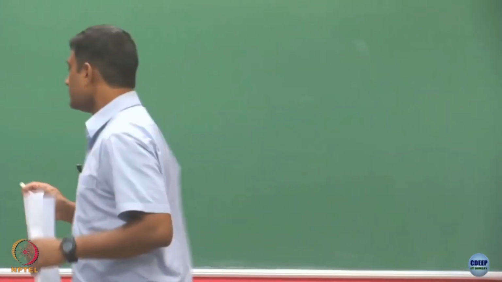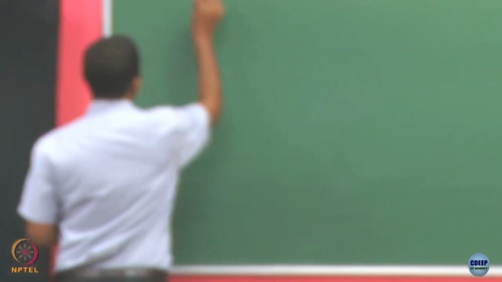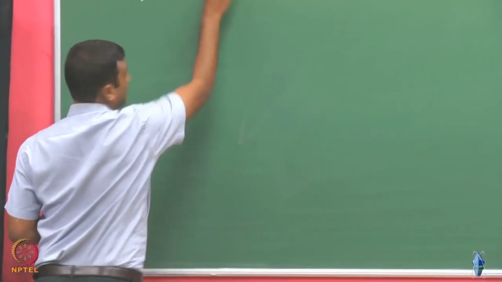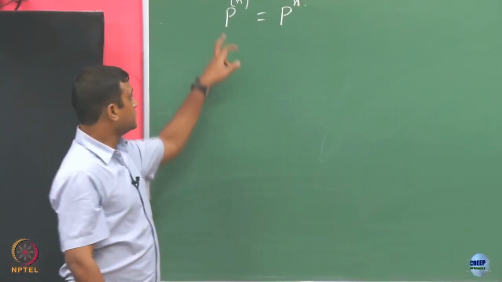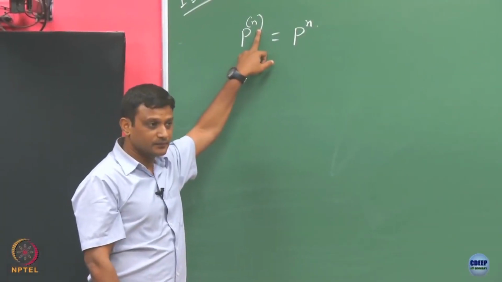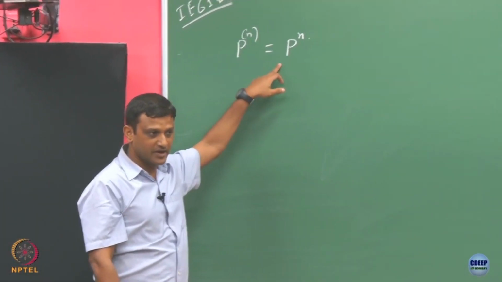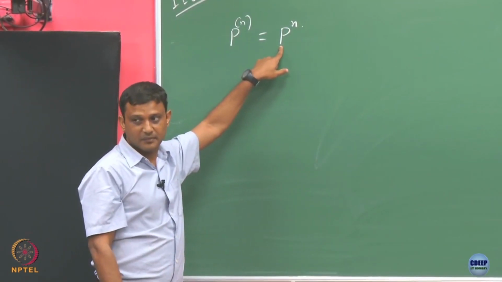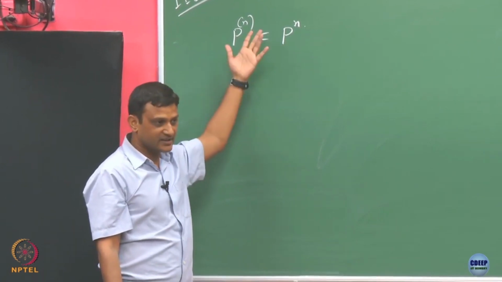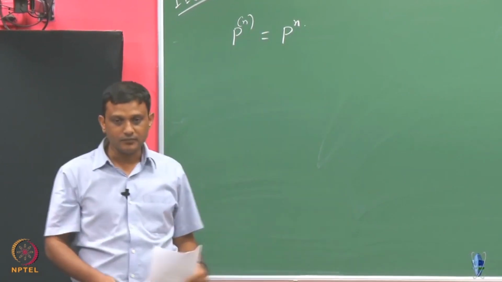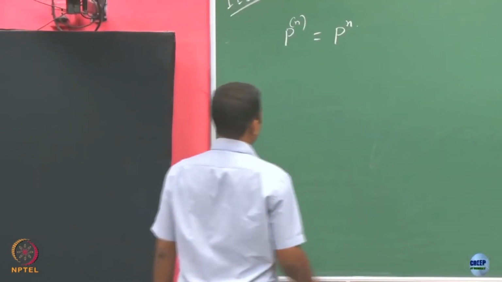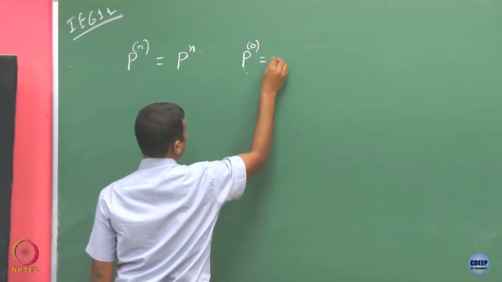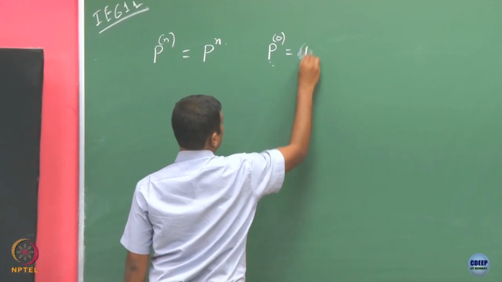So in the last class we said that P of n is equal to P to the power n. What does P superscript n mean? This is the n step transition probability matrix, and P here is the one step transition probability matrix, or we simply call it the transition probability matrix. And we also concluded that P of 0 is I, the identity matrix.